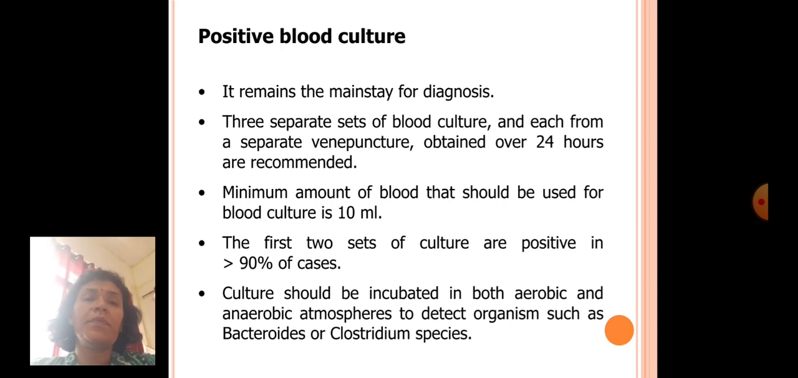Positive blood culture is the mainstay for diagnosis. 3 separate sets of blood culture are done, each from a separate venipuncture site, and they should be obtained over 24 hours. The minimum amount of blood that should be used is 10 ml, and the first 2 sets of culture are positive in more than 90% of the cases. The culture should be incubated in both aerobic and anaerobic atmospheres to detect organisms such as Bacteroides or Clostridium species.